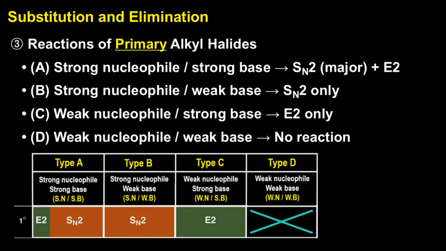Let's start with primary alkyl halides. These are typically ideal for SN2 reactions, because the backside attack is easy. There's hardly any steric hindrance around the carbon center. Now let's look at what happens under different conditions.